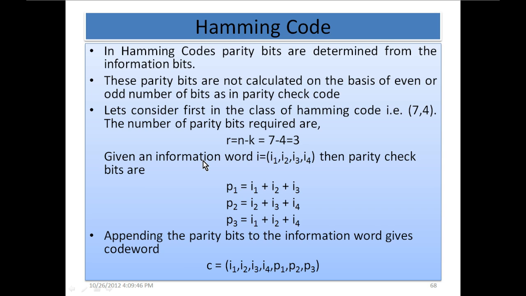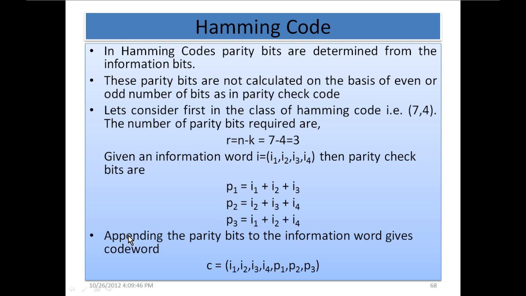Given an information word I equal to I1, I2, I3, I4, the parity check bits are calculated in this manner. First, I1, I2 and I3 are added using modulo 2 addition. Then I2, I3 and I4 are added using modulo 2 addition, and then I1, I2 and I4 are added using modulo 2 addition. As you can see, we have 3 parity bits, P1, P2 and P3, to be added to the information bits, which makes it a (7,4) code word.